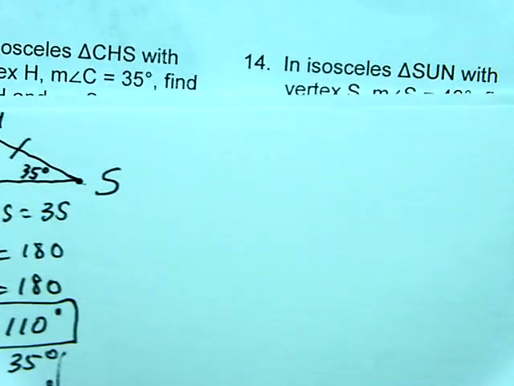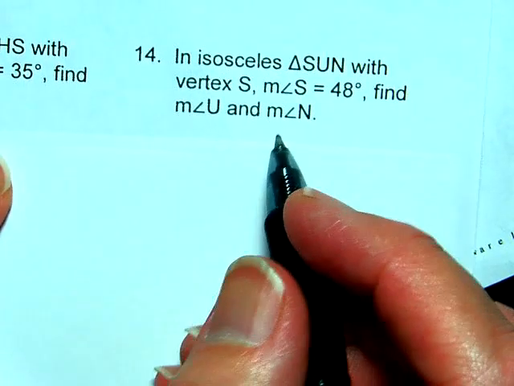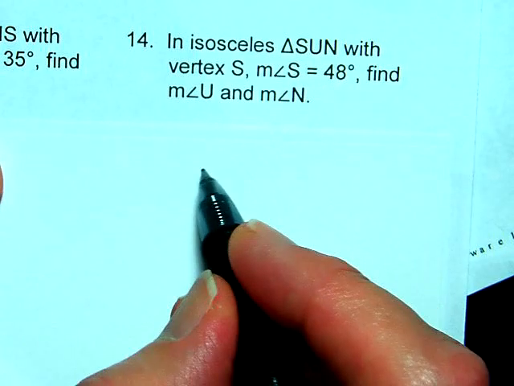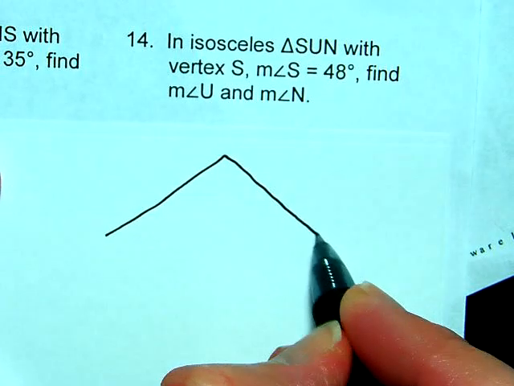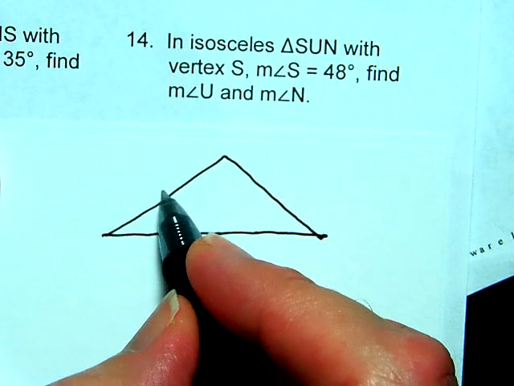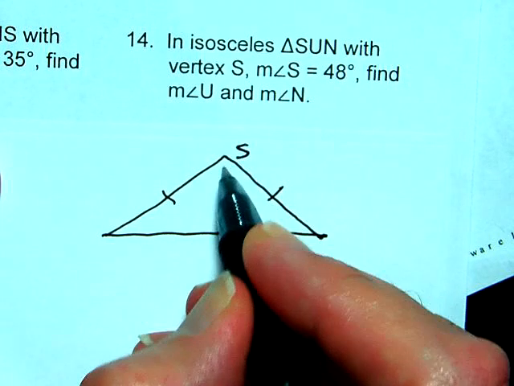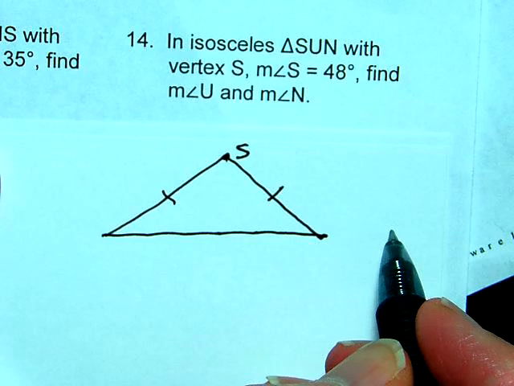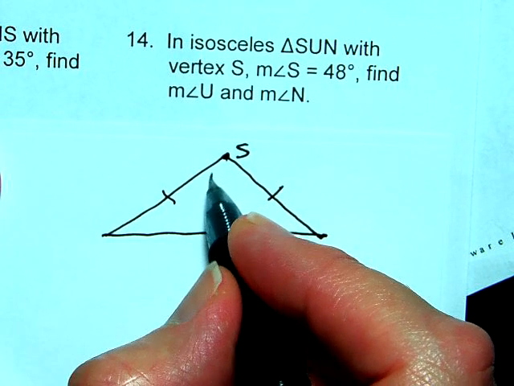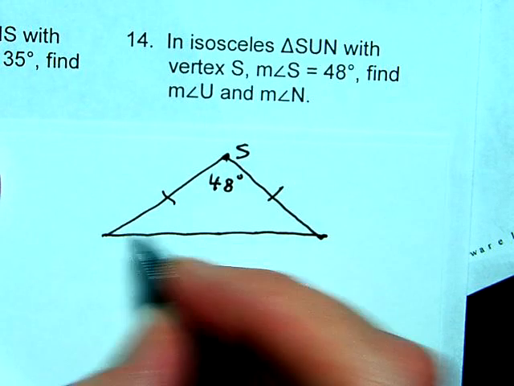Okay, and let's go on to problem number 14. Isosceles triangle SUN with vertex S. So let's try to draw something that looks just like an isosceles triangle, where this side is equal to this side. The vertex is over there. The measure of angle S is 48 degrees, so let's draw in 48 degrees there. And what would the other two points be called?